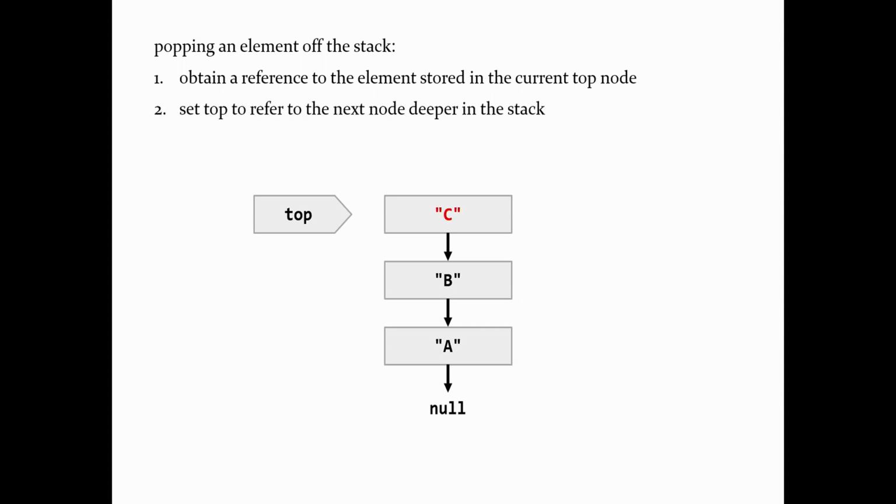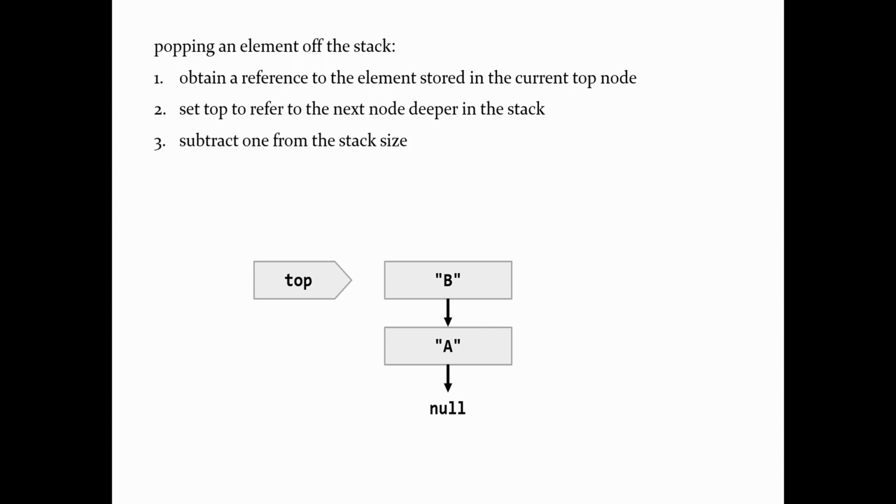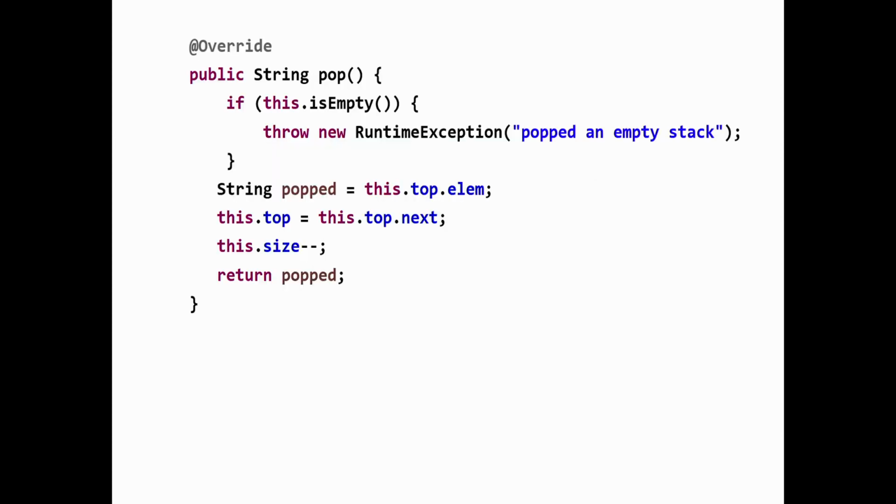I need to make the top node point at the next node in the sequence. So I want to make it point to B. How do I make it point to B? Well, this.top just becomes this.top.next, because that points at the B. That's easy to do. Decrease the size by 1. That's easy to do too. And then return the reference obtained in step 1, which is also easy to do. So popping the stack looks like that.